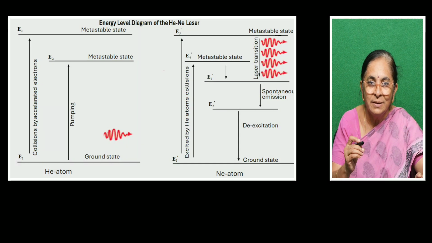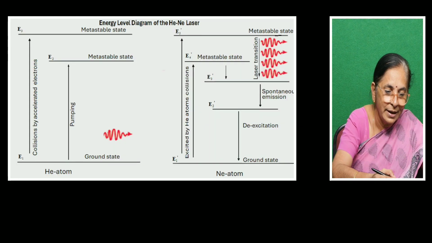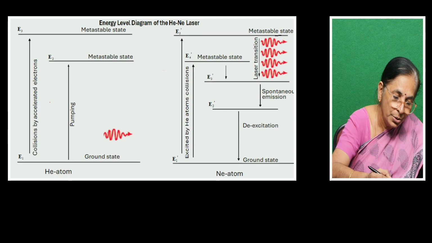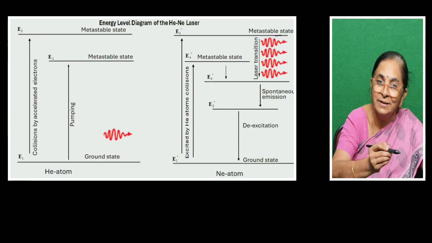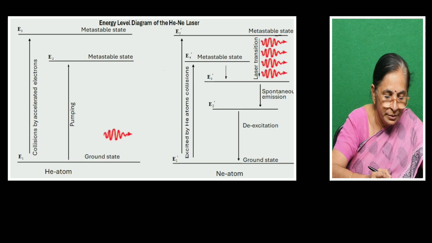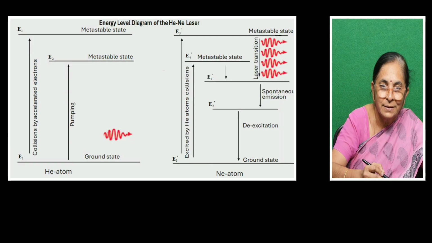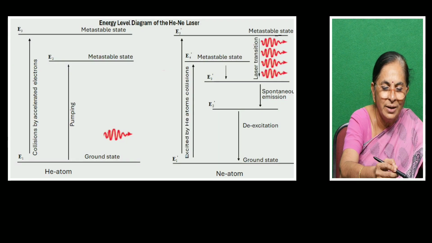Now what happens? That applied voltage creates an electrical discharge in the gas mixture and releases some electrons. Now, the helium atoms collide with the electrons and they get excited to level 2 and level 3. This is done due to collision by accelerated electrons, which are created by the electrical discharge inside the tube. So the helium atoms in the ground level collide with the high energetic electrons and get excited to the higher energy levels.